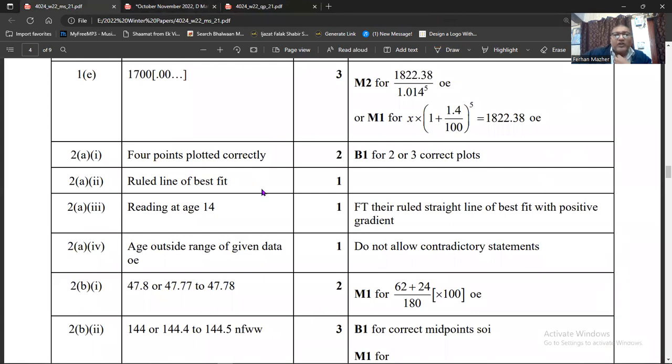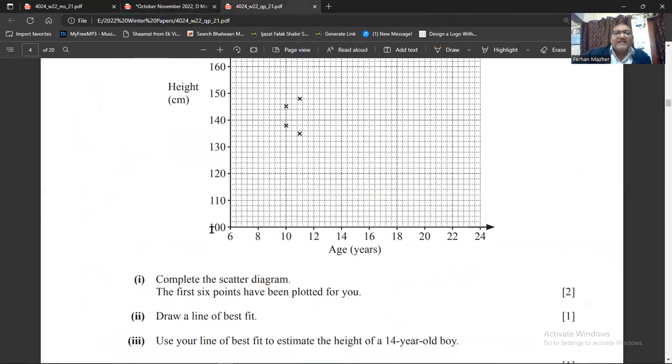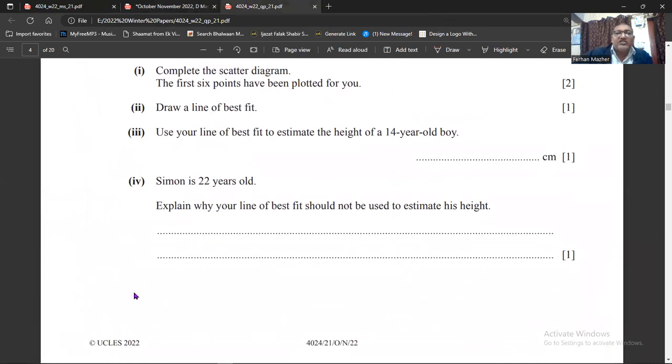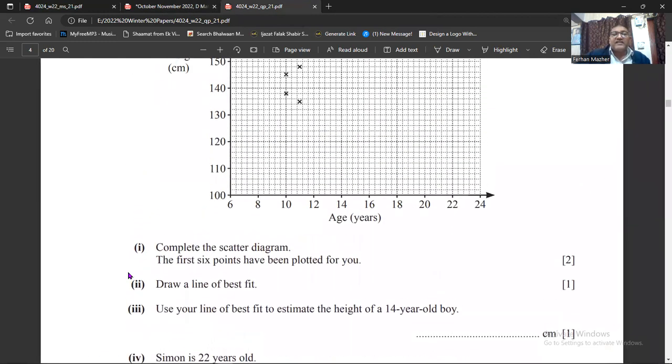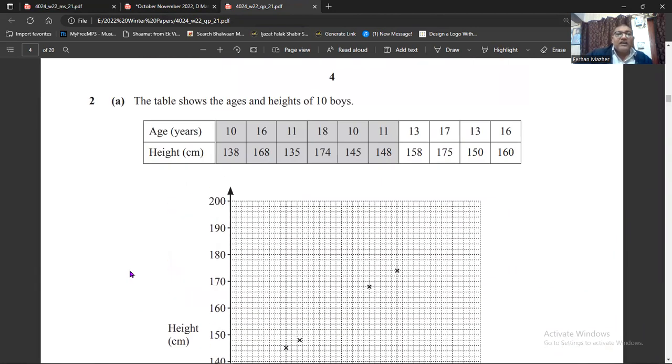4 points plotted correctly. Ruled line of the best fit. Okay. Reading at the age 16. So our reading is 157 centimeter. Okay. Then their question is, Simon is 22 years old.